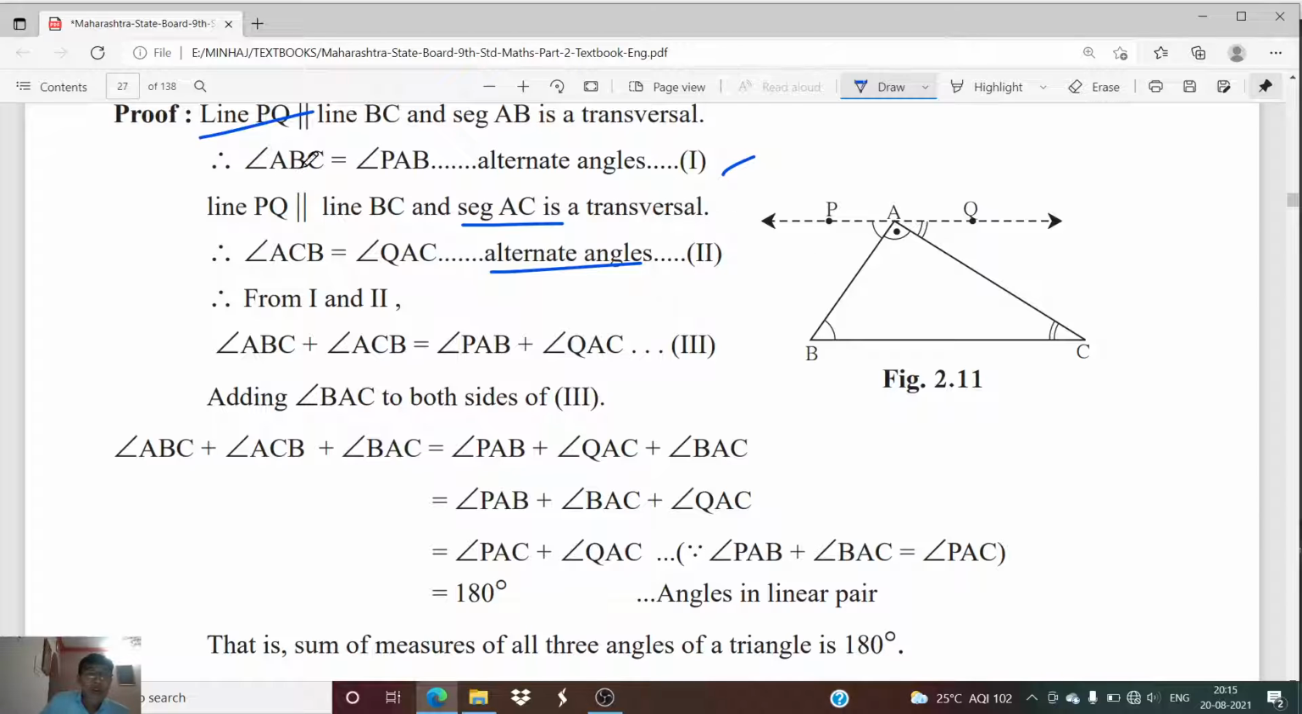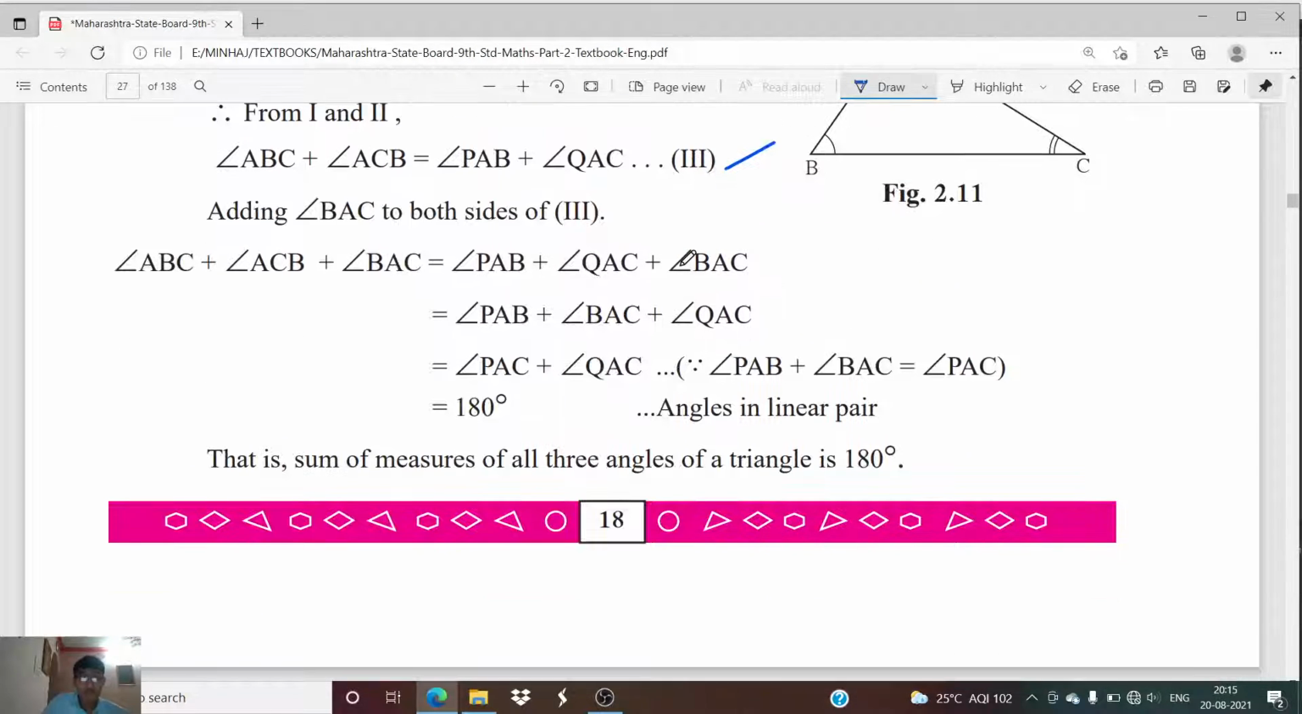Now I will add equation 1 and equation 2. The left hand side of equation 1 is going to be added to the left hand side of equation 2, and the right side of equations are going to be added on the right side. So angle ABC plus angle ACB is equal to angle PAB plus angle QAC. This is what we have written here. This is our equation number 3. Now I will add angle BAC on both the sides.